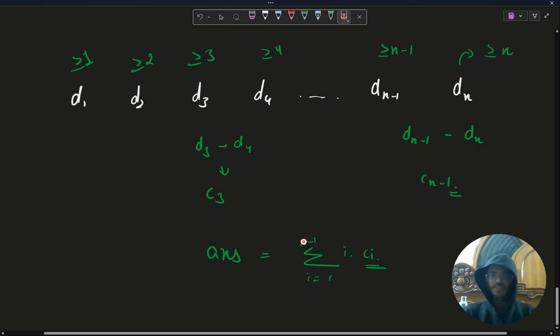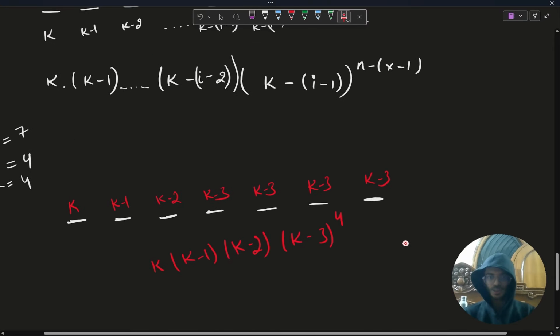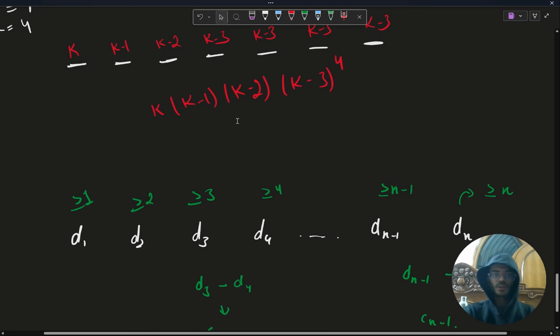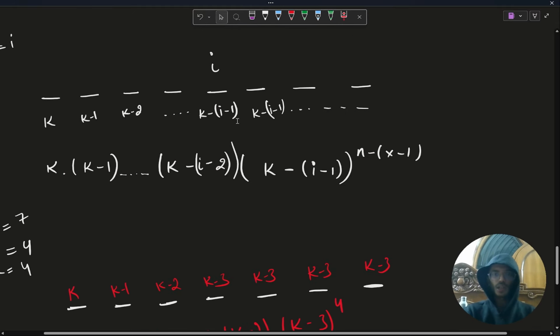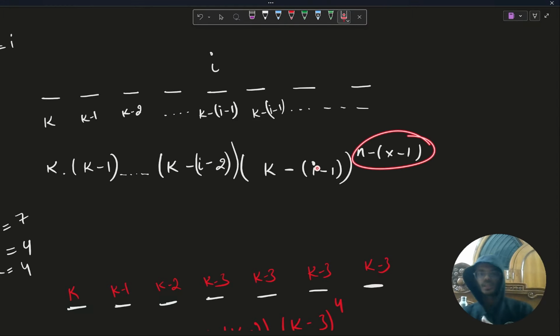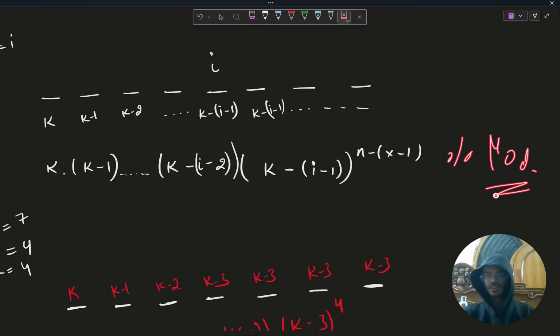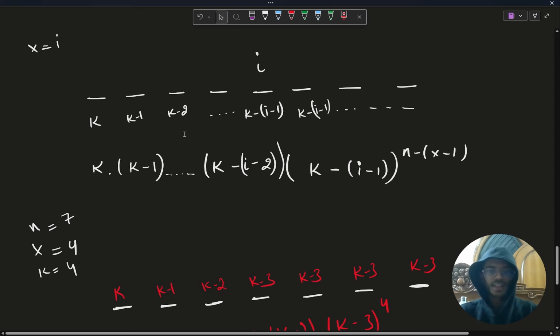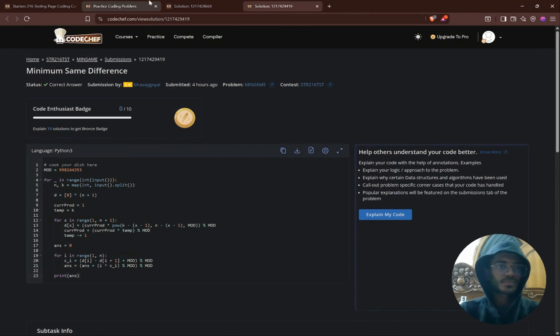Now, what would be the time complexity? It would be n log n. Why? Big O of n for running a loop and log n to calculate the exponentials, right? Now, don't forget to take modulo mod everywhere, otherwise you will get a wrong answer. And that's pretty much the whole solution. Now, let's move to the solution code as well.